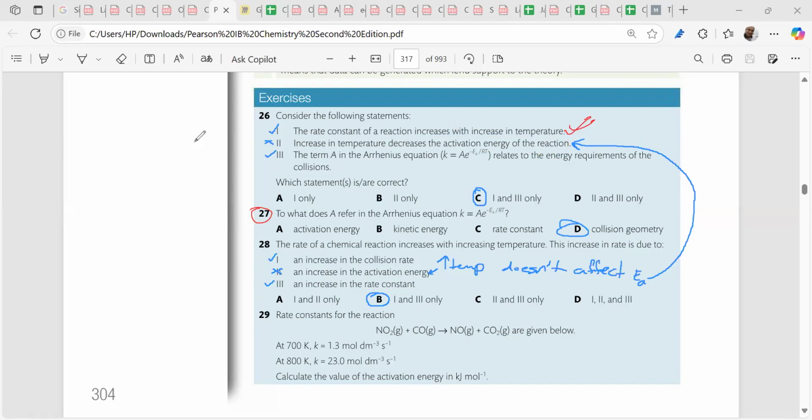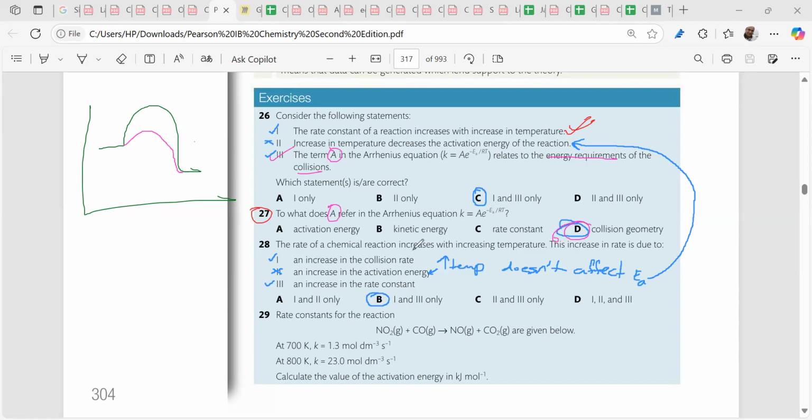When I check the board papers, I see that many people are writing that catalyst lowers down the activation energy. No, a catalyst provides an alternative pathway with lower activation energy. You understood? Remember this thing, right? The term A relates to the energy requirements of the collisions, as I just told you. Yes, wonderfully done. So what does A refer to? Collision geometry. Yes, right.